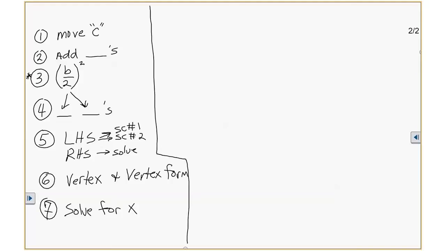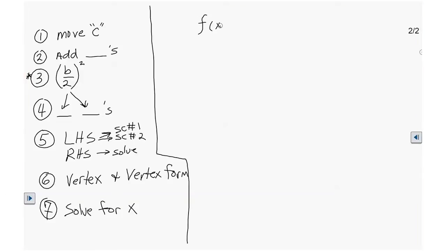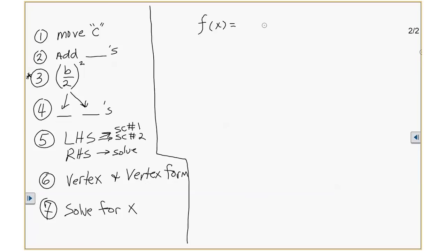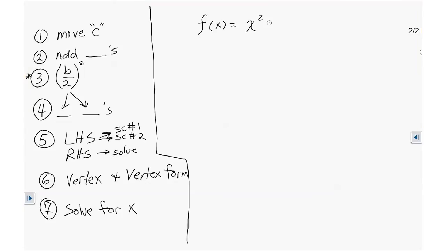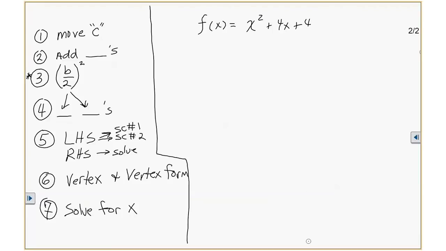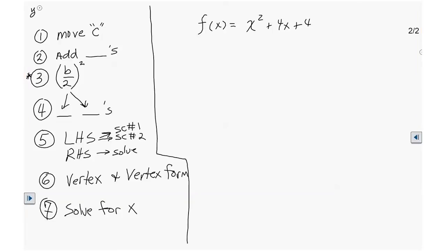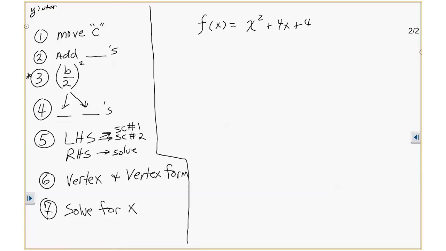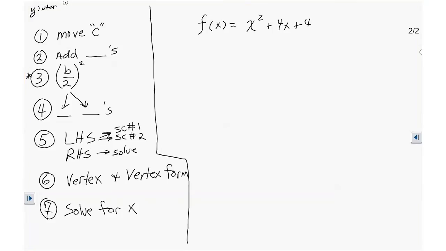All right, so let's do a problem. You're given f of x is equal to, let's do something simple, x squared plus 4x plus 4. Now, first of all, completing the square gives us three things. First of all, you get the y-intercept from the first of the equation. Then you find the vertex. And ultimately, you get the x what? Intercepts.